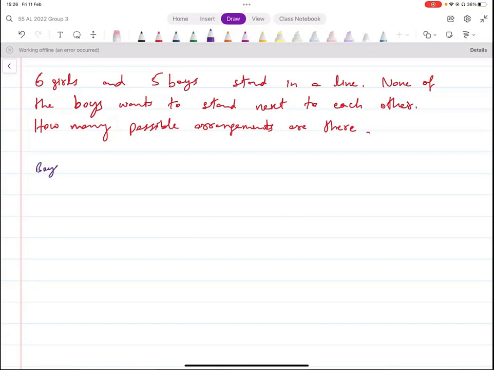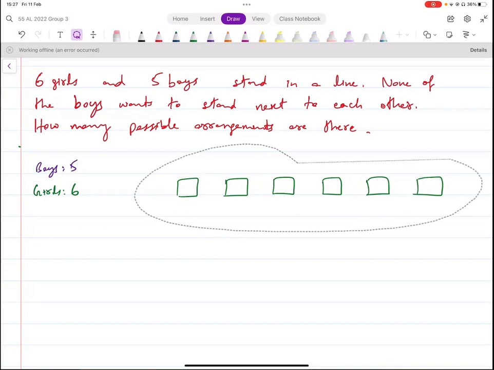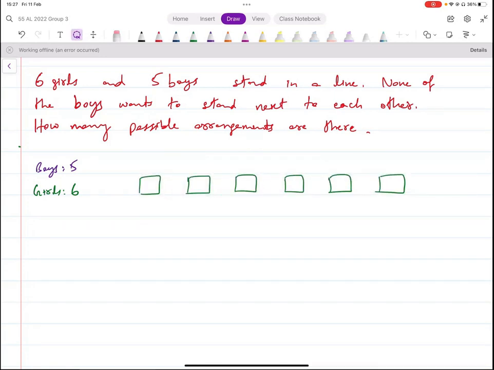Okay, so boys are 5 and girls are 6. Ignore the boys for now. And place girls here in these 6 positions. 3, 4, 5, 6. We got 6 places. Okay. And then boys can come in any one of these places.